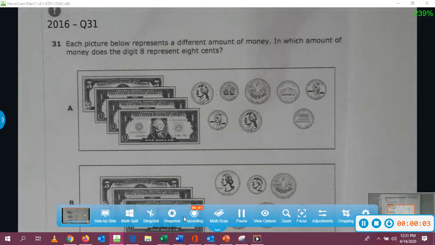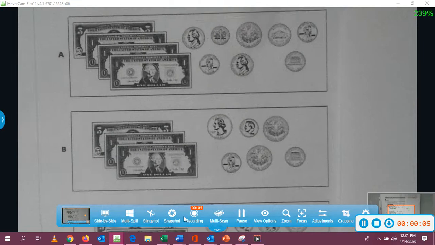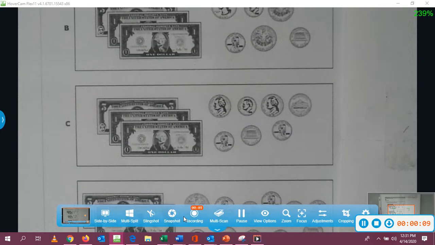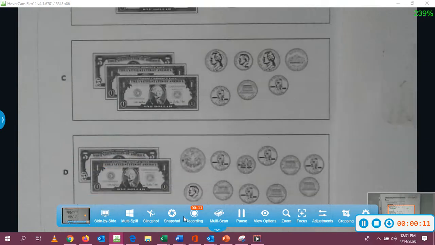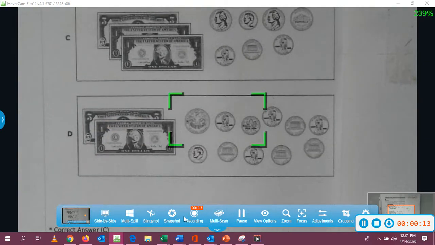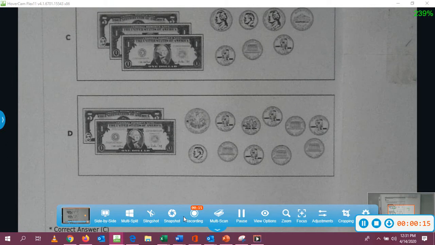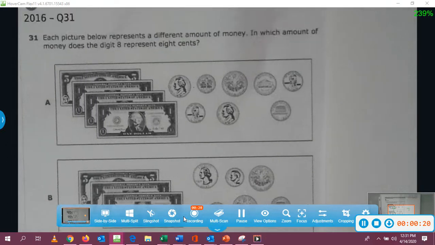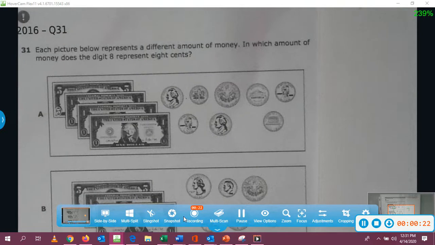Okay, I want you to get a good look at each answer choice. Remember, if you need to pause it, please do. Alright, so let's just go and add the tens up. So we're looking for the picture that has the amount that has the 8 represented in the 8 cents.